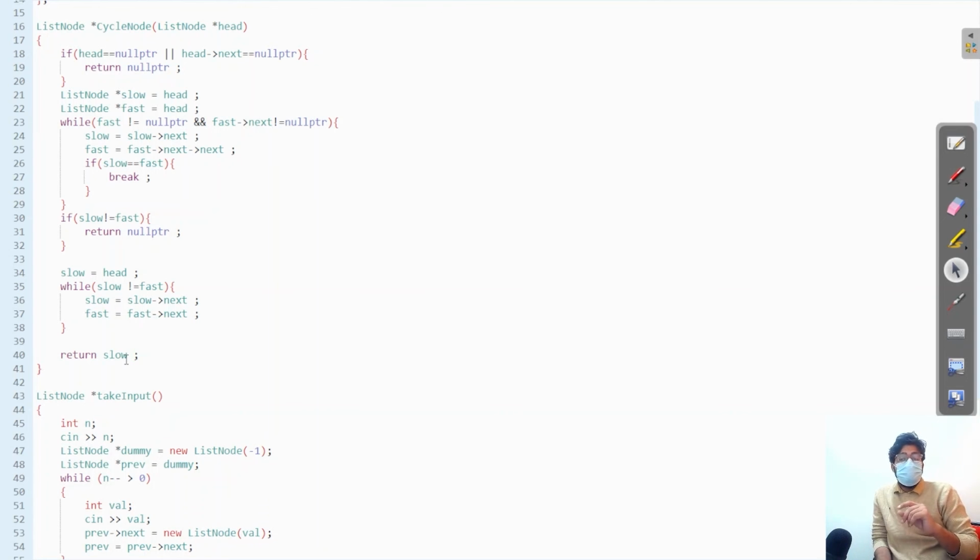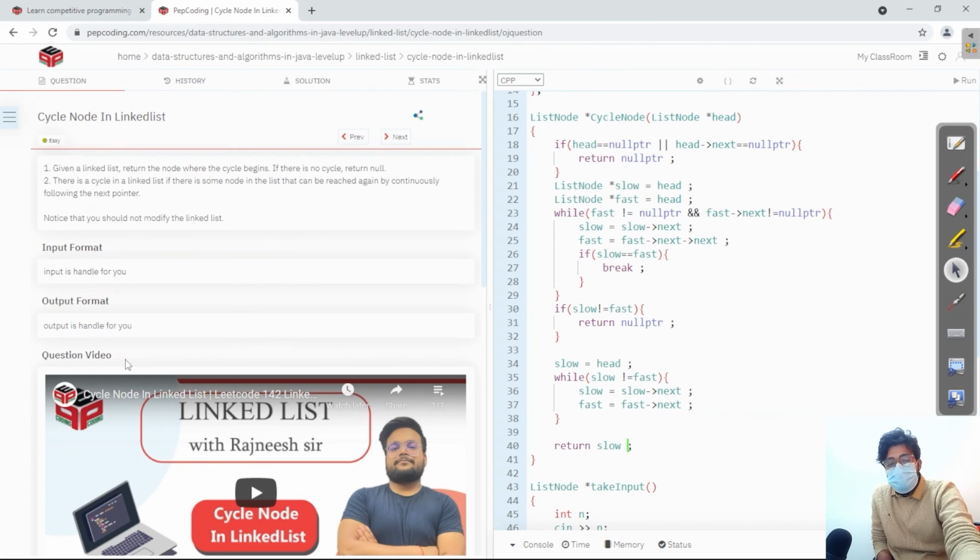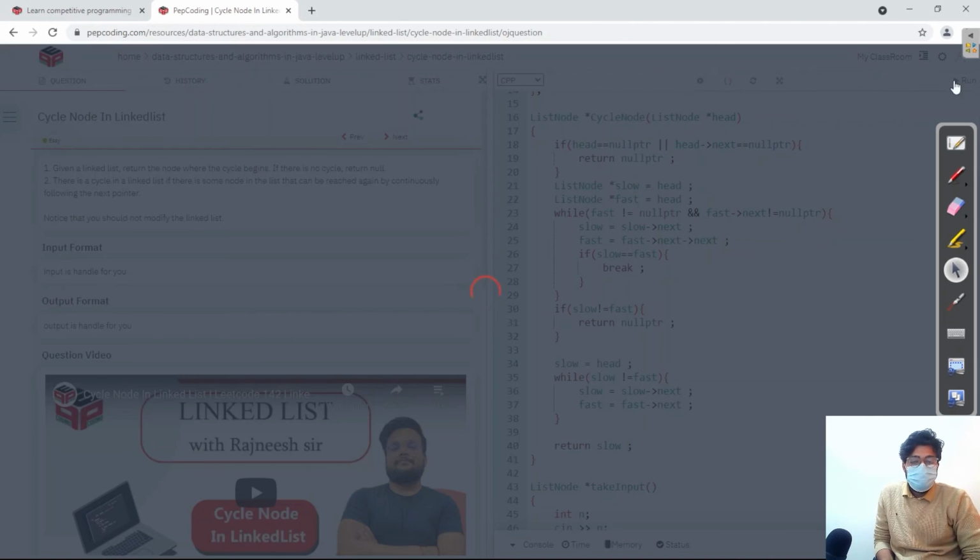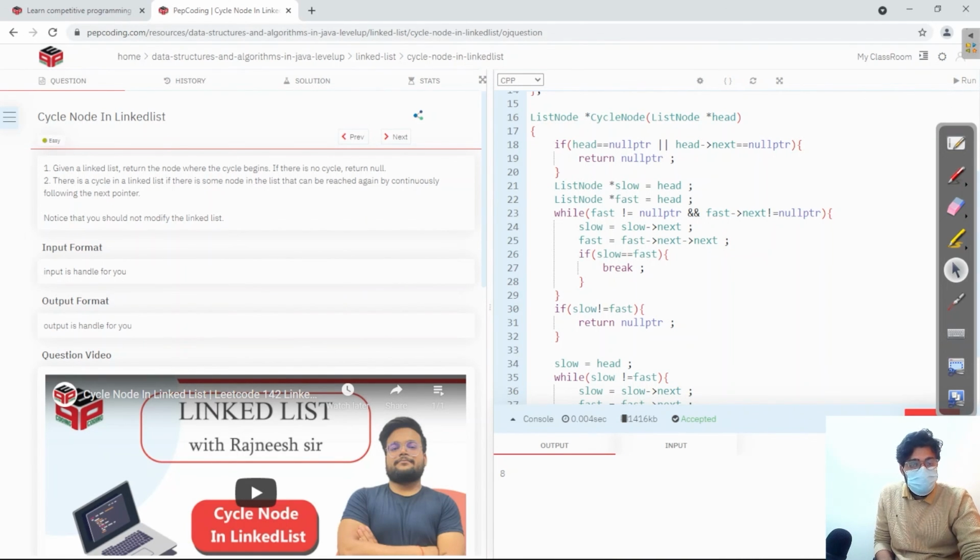You can return slow or you can return fast. Both are at the starting point of our node where the cycle will start, right? So now let's try to run this code and check if there's any compilation error. Let's run this. Accepted. Let's submit it.